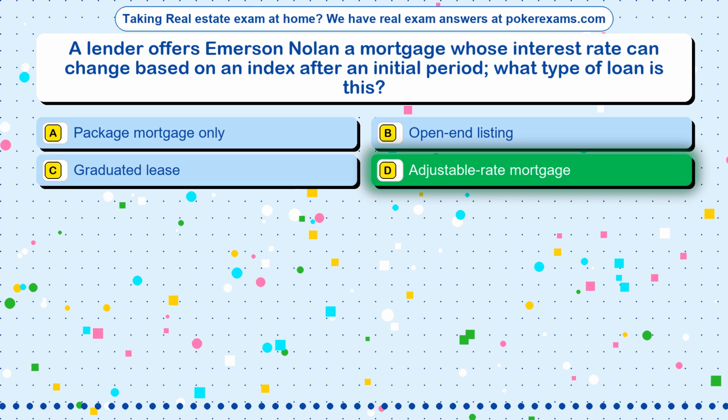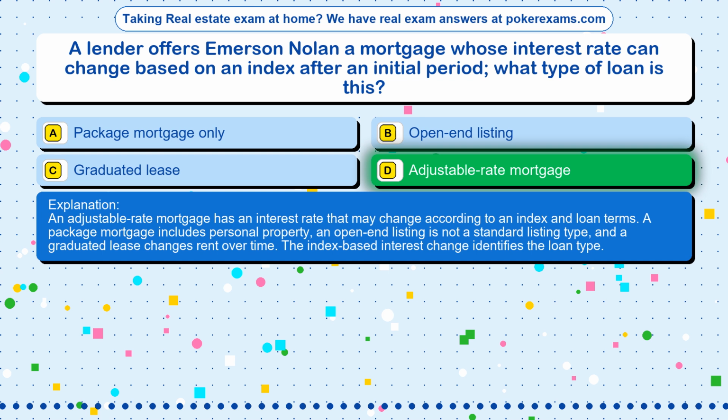The correct answer is option D. Adjustable rate mortgage. An adjustable rate mortgage has an interest rate that may change according to an index and loan terms. A package mortgage includes personal property, an open-end listing is not a standard listing type, and a graduated lease changes rent over time. The index-based interest change identifies the loan type.